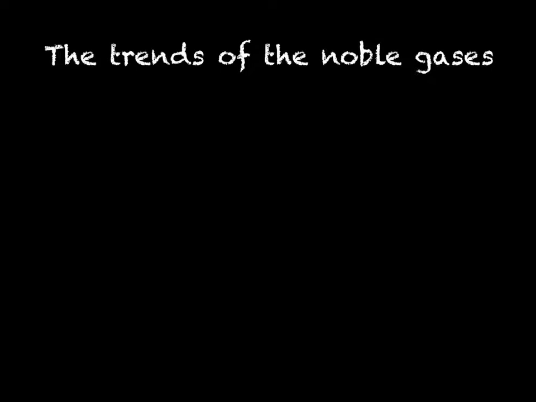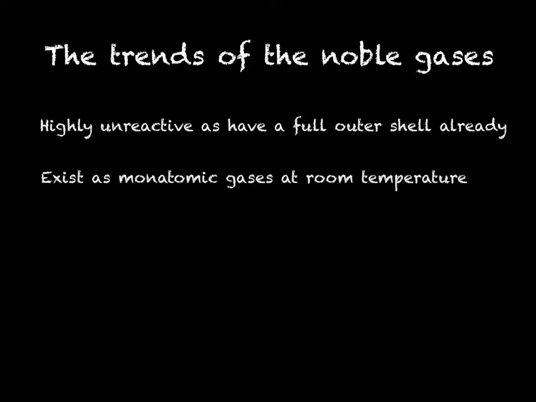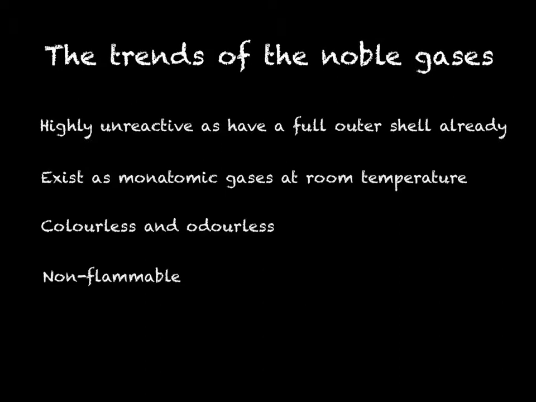So what are the noble gases like? Well, first of all, they are all highly unreactive. This is because they already have a full outer shell. Because of their full outer shell, they all exist as monatomic gases. This means that they are single atoms and are not bonded to each other. All elements in group 0 are colourless gases at room temperature. They are also non-flammable. This means that they will not set alight.